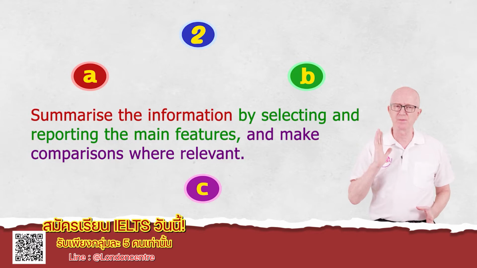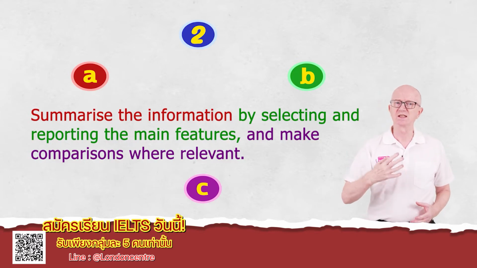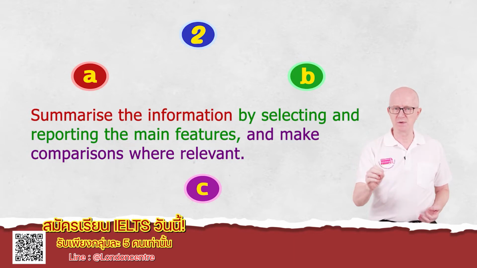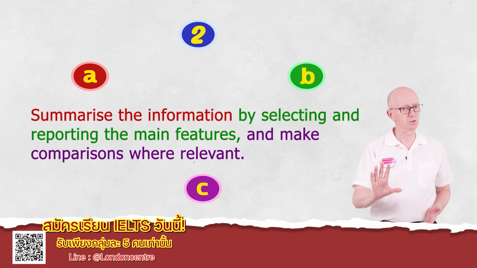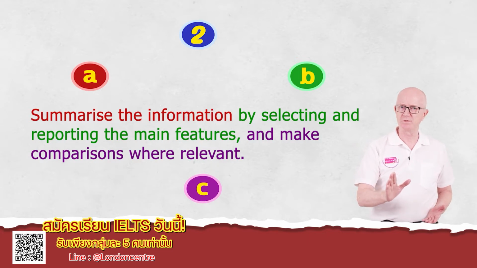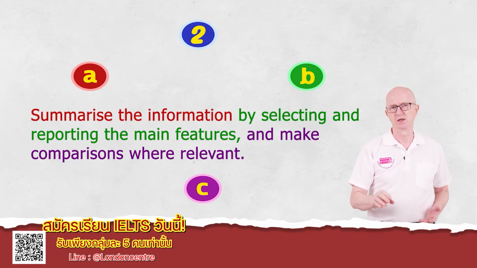Okay, so this is part 2 of the question. Part 2 is separated into 3 main parts. This question never changes. It's always the same. Summarize the information by selecting and reporting the main features and make comparisons where relevant. There are 3 main parts to this question.